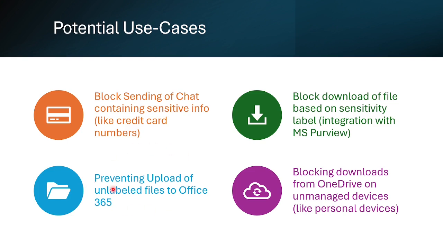Second could be preventing uploading of unlabeled files to Office 365. So you only let the users upload files that are labeled with a sensitivity label, and these sensitivity labels can be confidential, or maybe you would want to let the users upload files to Office 365 that are only configured with a particular sensitivity label. Can be anything, right? Third use case could be blocking the download of a file based on sensitivity label, so you do not let the user download a file that has a particular type of sensitivity label. And the fourth use case could be blocking downloads from OneDrive on unmanaged devices, and this is, I think, a very common use case that a number of organizations have put into place.